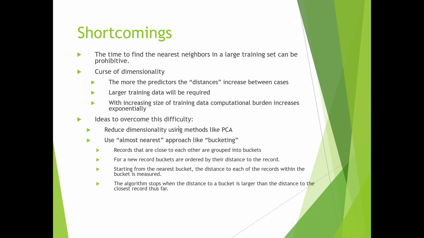So some ideas to overcome these shortcomings. First is to reduce the dimensionality. We talked about reducing dimensionality in chapter 4. You look at categories, and you can try to decrease the number of categories. Or you can run principal component analysis, and instead of having 30 variables, you can reduce it to the most important 5 or 6 or 10. So that's another way of reducing dimensionality.